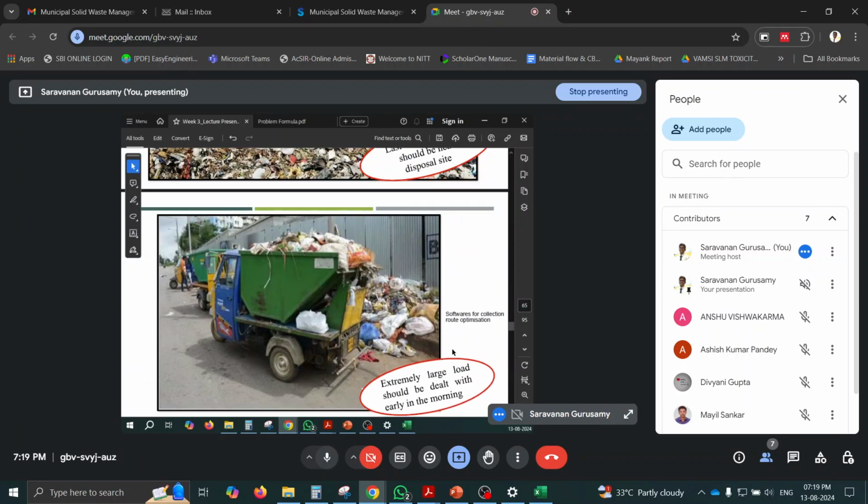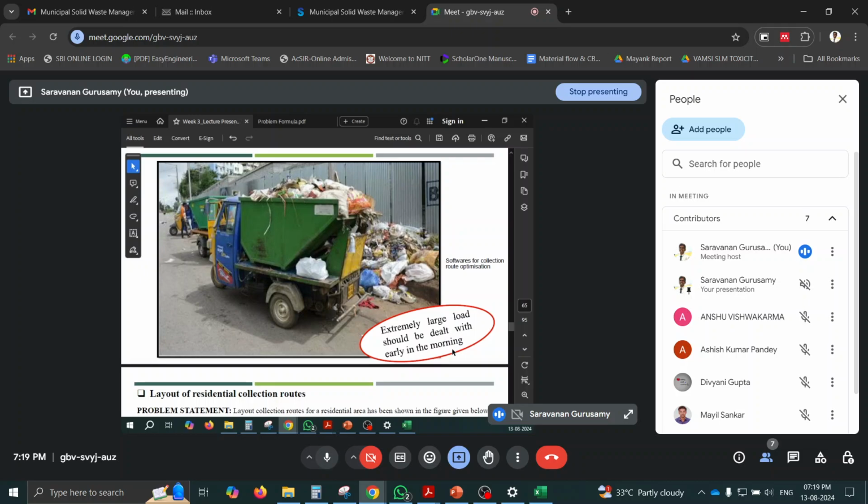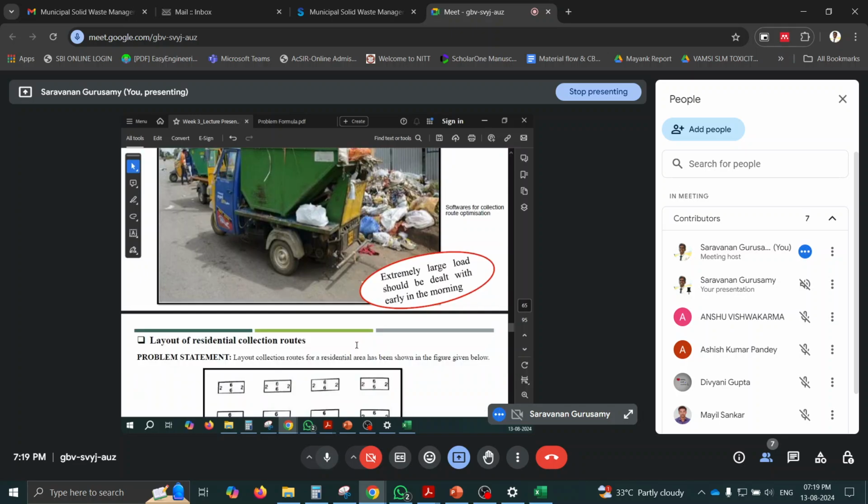Extremely large loads should be dealt with early in the morning. The time of collection should be early morning, finished before 7 or 8 o'clock. It should start from 6 o'clock and end by 8 o'clock. Otherwise, traffic congestion because of school and office people will cause irritation, and some leachate will also fall from the collection vehicle. It will create pollution, or it will contaminate the routes. So it's good to collect early in the morning.